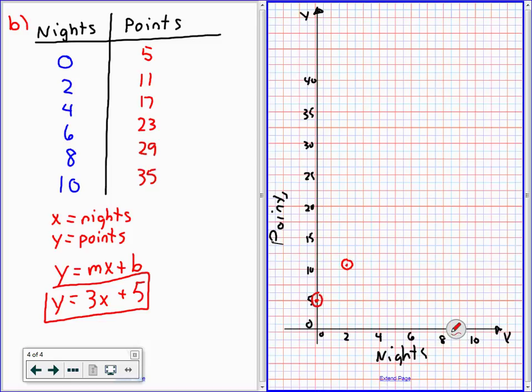4 and 17 is going to be sort of in the middle there. 6 and 23 is going to be sort of like this. 8 and 29 is going to be something like this. And 10 and 35 is going to be up here. And we'll see how good my graph is. So this is going to be Sadler's hockey pool.